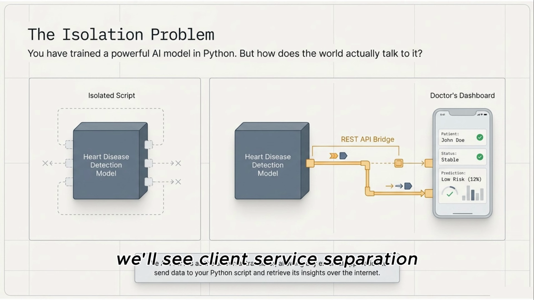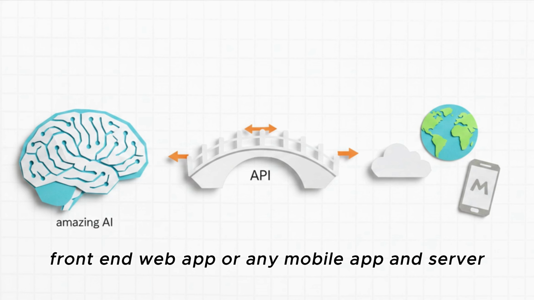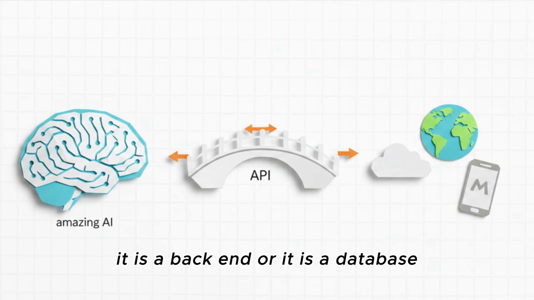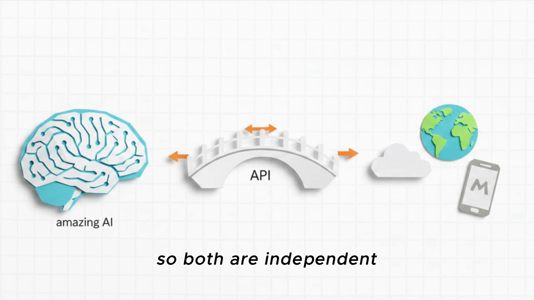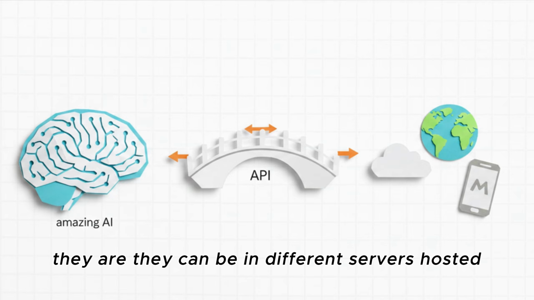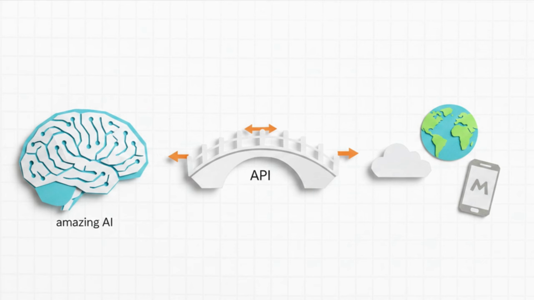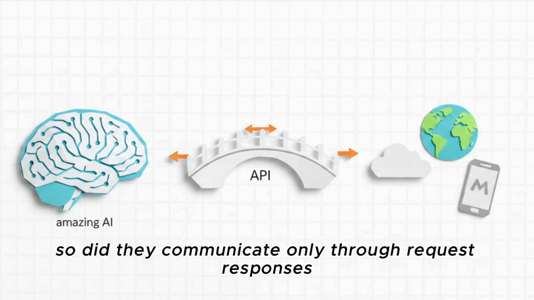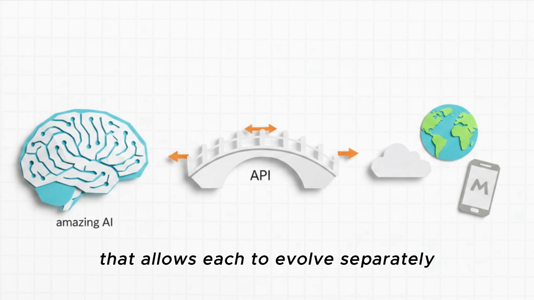So we'll see. Client-server separation is like you have a front end web app or any mobile app, and the server is the backend or the database. Both are independent, so they need not be on the same server. They can be hosted on different servers. They communicate only through requests and responses, so that allows each to evolve separately.